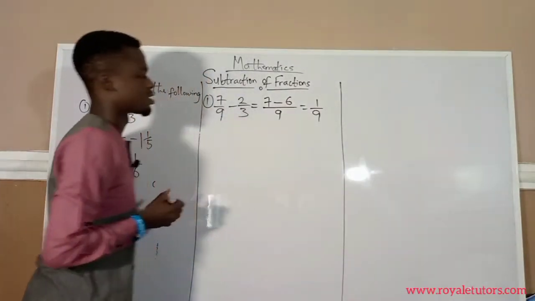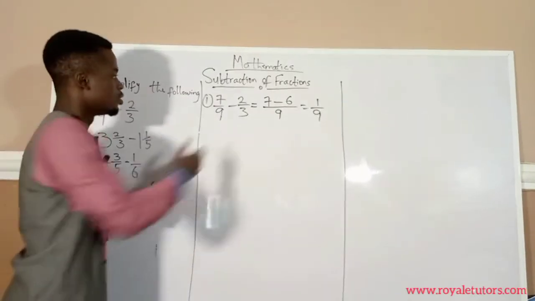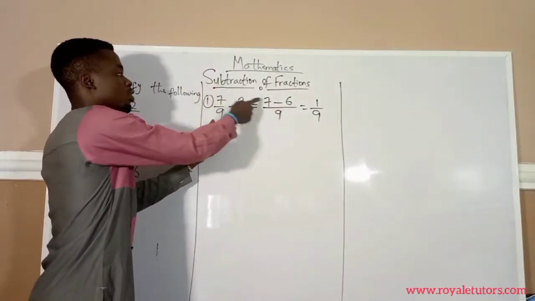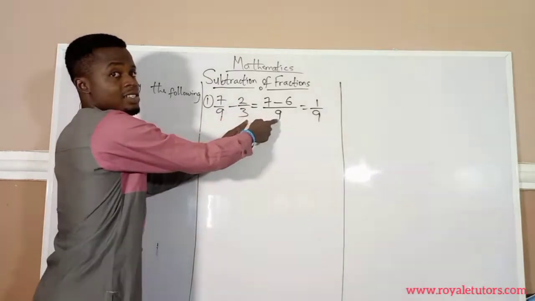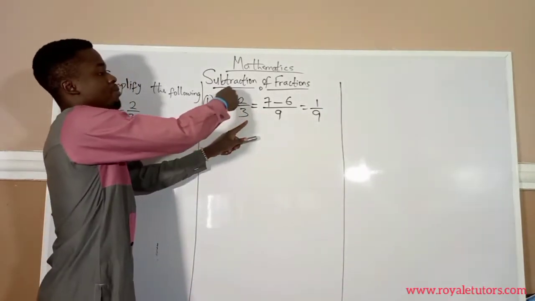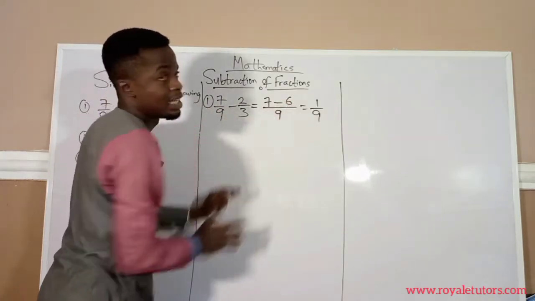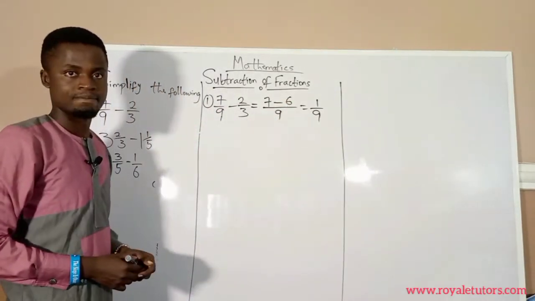It's as simple as that. You take the LCM, divide the LCM by the denominator, multiply by the numerator. The same thing for this one: LCM divided by the denominator, multiply by the numerator. You have this. So when you complete the subtraction, you get 1 over 9. That is the subtraction we need.